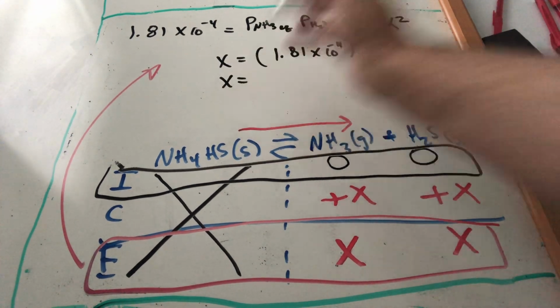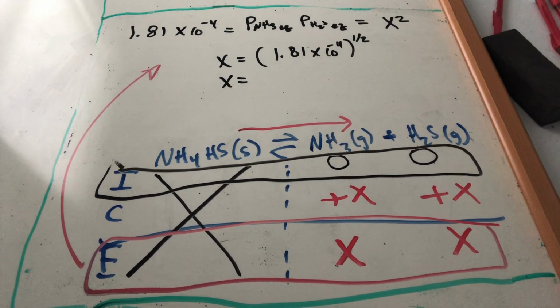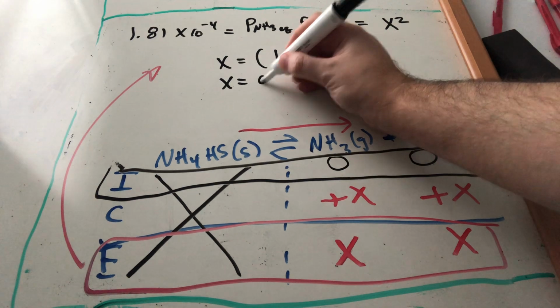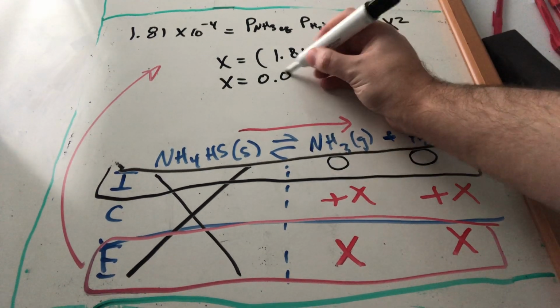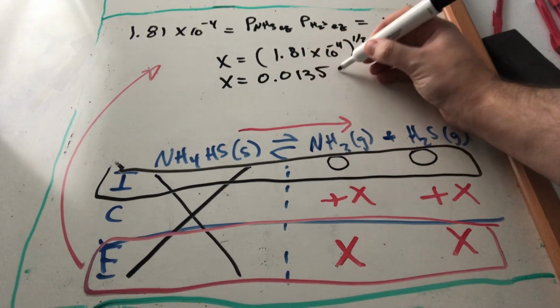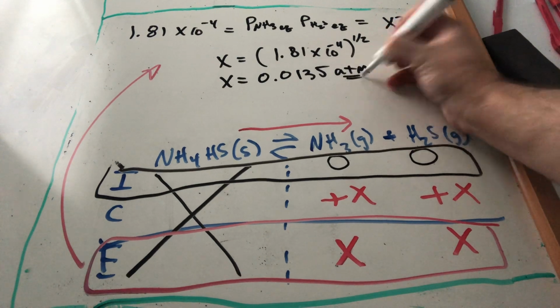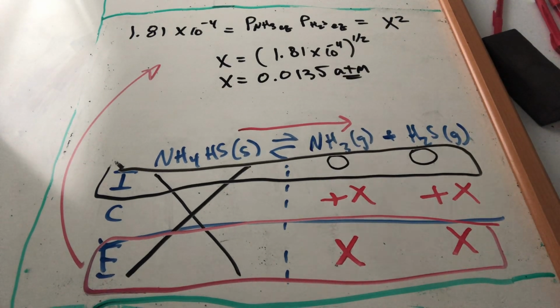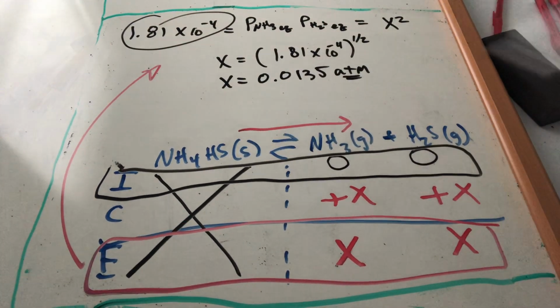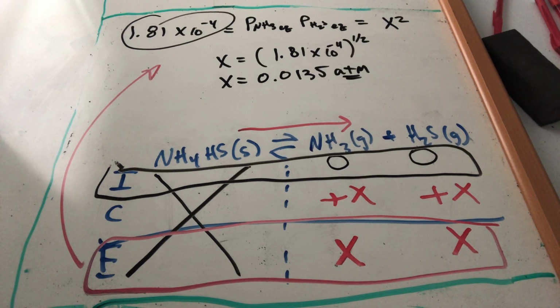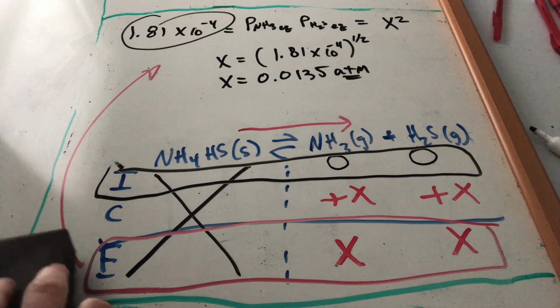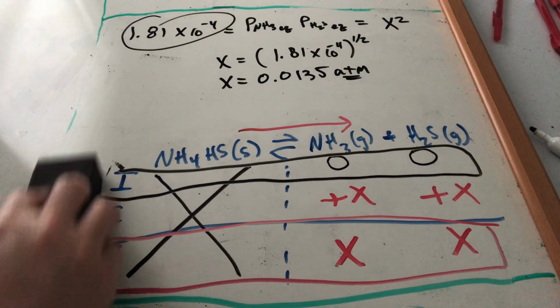So our X here, when I put that in my calculator, and it looks like I rounded a little bit too early, it looks like 0.0135 atmospheres. And I know it's atmospheres because I used a KP, all right? Let's answer the question now, though. The question asks us for the total pressure at equilibrium.